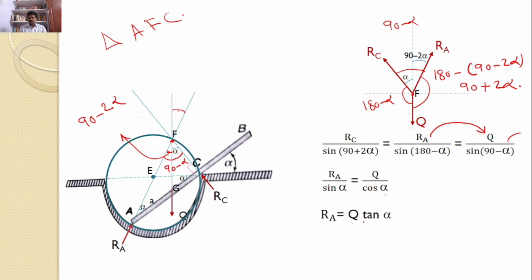Hence you can say RA is equal to Q tan alpha, and we calculated alpha value as 30. So it is Q tan 30. Tan 30 is 1 by root 3. Hence RA value is equal to Q by root 3.